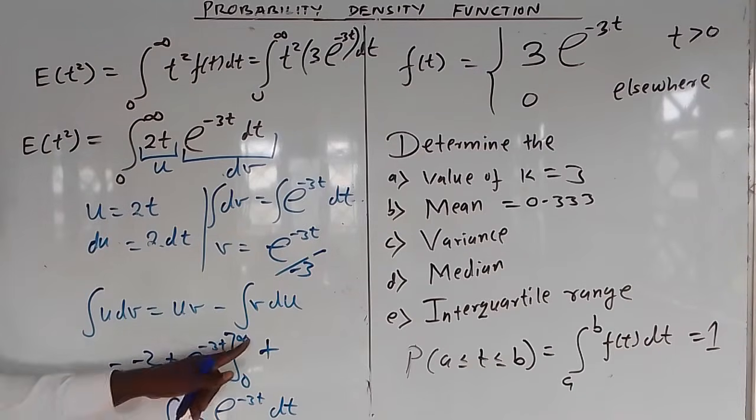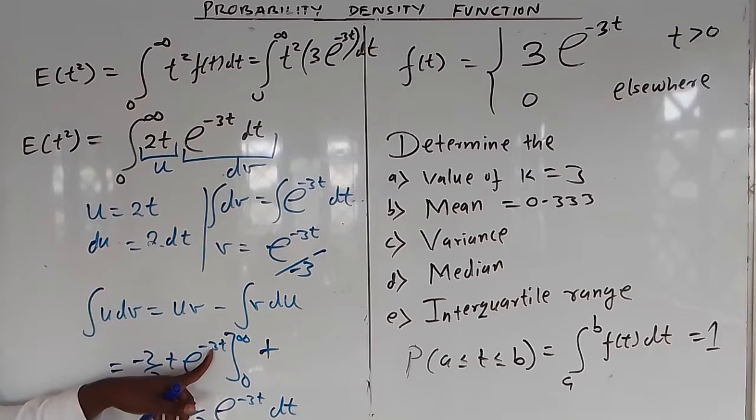If you substitute infinity in this exponential function, it's going to 0. So this 0 will take the whole of these things to 0, isn't it? When you substitute 0 in this t, it will go to 0. So it's going to be 0 minus 0, isn't it?